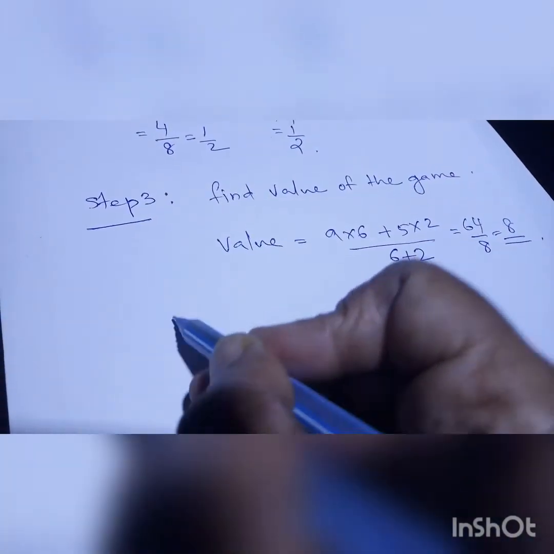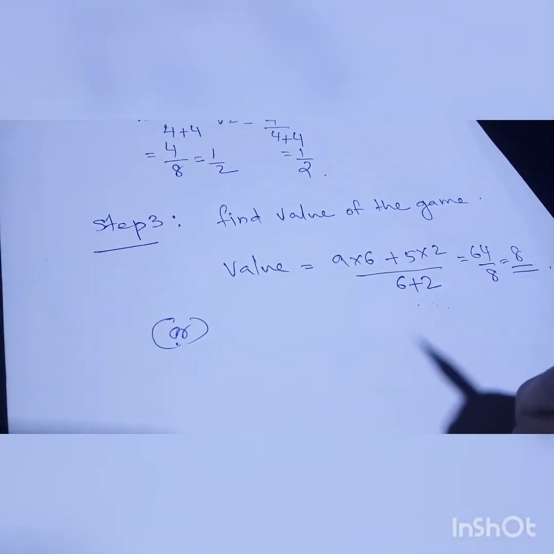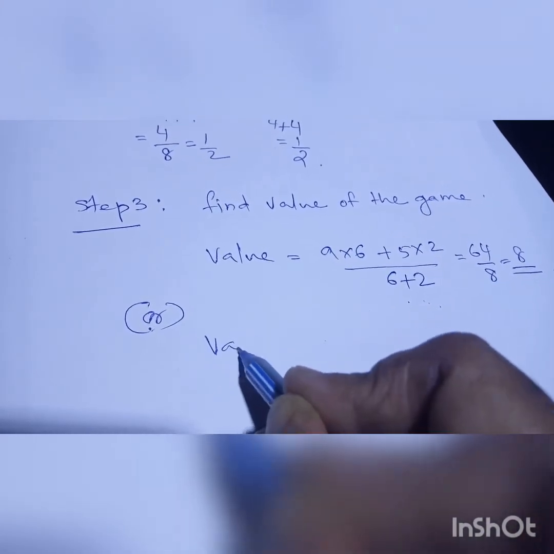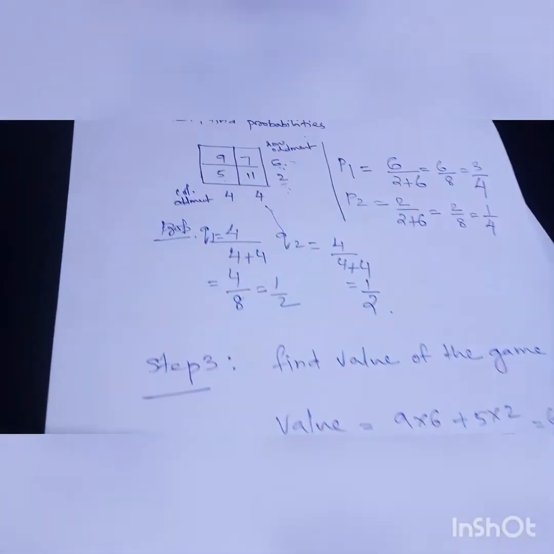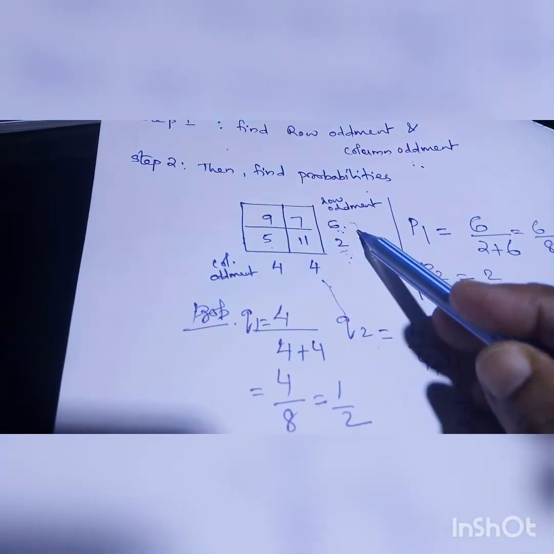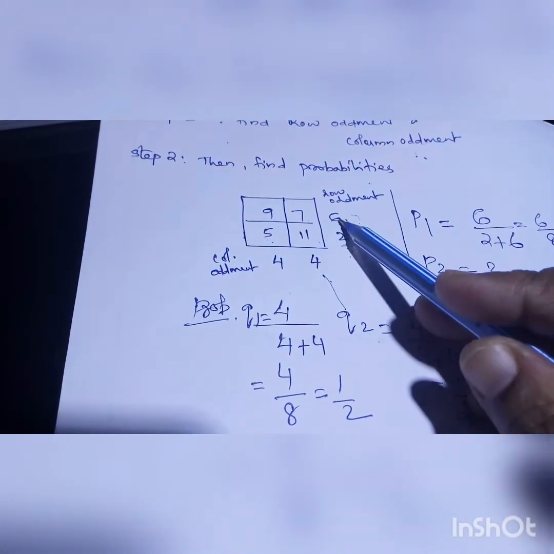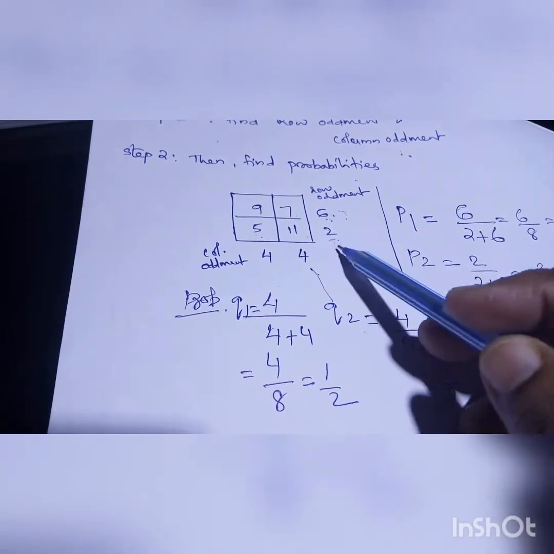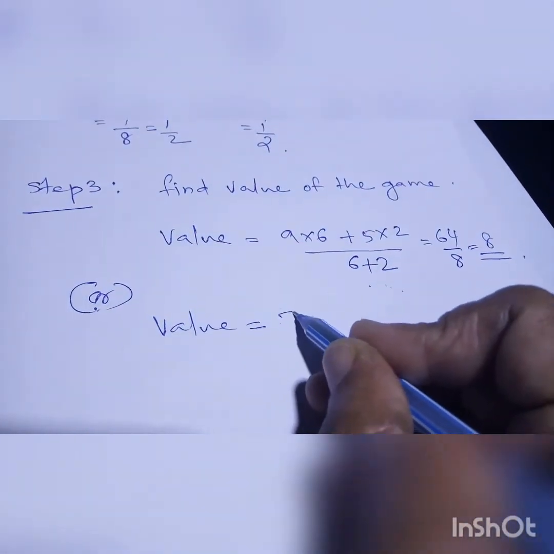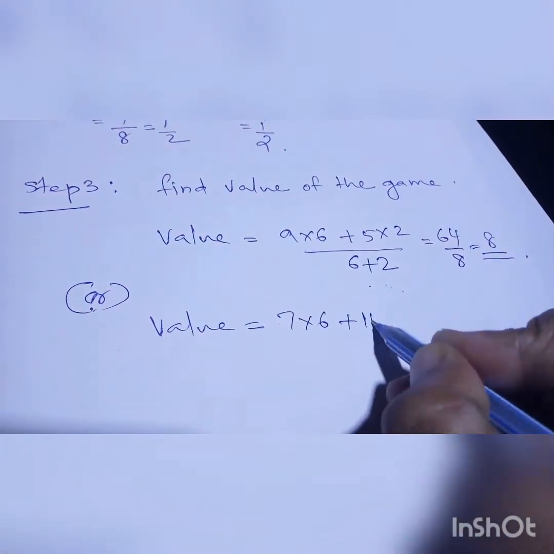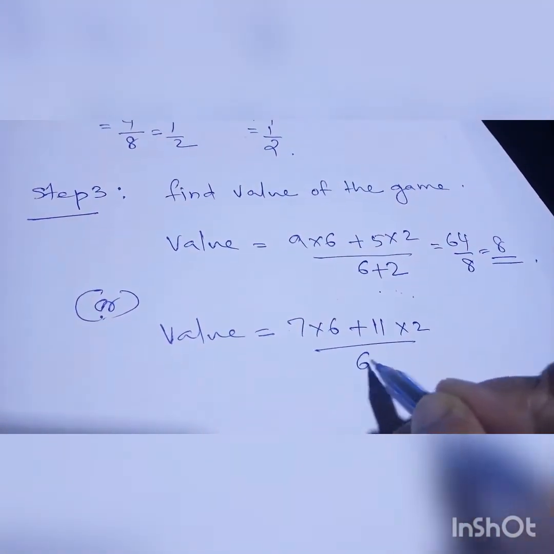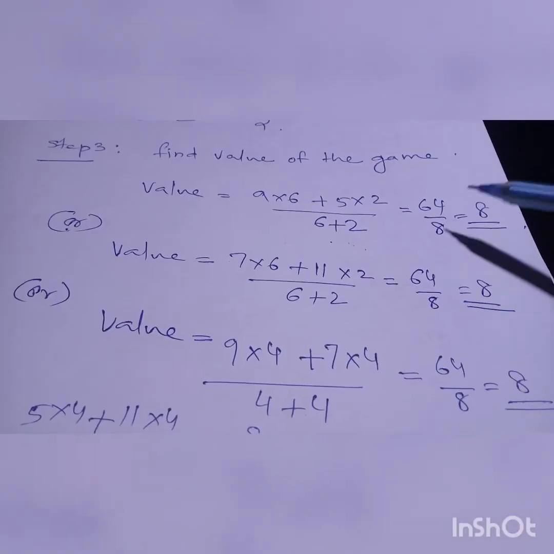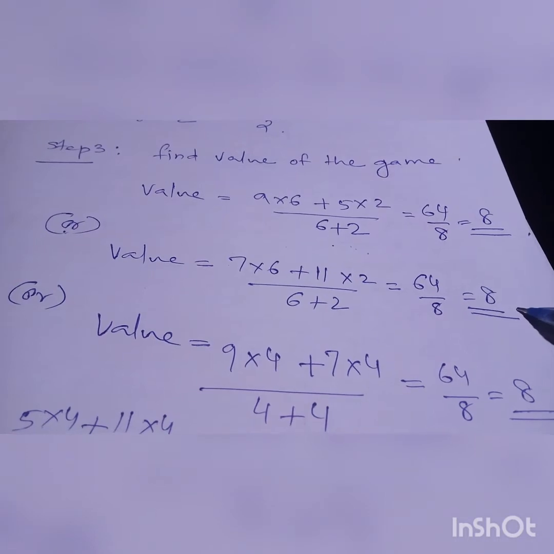Many possibilities are there. Since there are 4 values, 4 possibilities are there. So another possibility: value is equal to 7 into 6 plus 11 into 2 divided by 6 plus 2. That is equal to again 64 by 8, which is equal to 8.